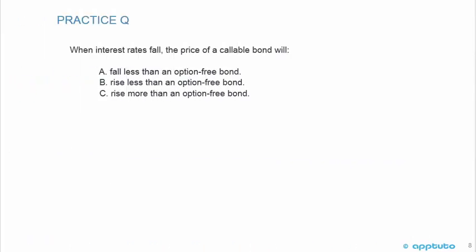Okay, this is perhaps a bit more of a difficult question, but let's have a look at it. When interest rates fall, the price of a callable bond will A. fall less than an option-free bond, B. rise less than an option-free bond, or C. rise more than an option-free bond?